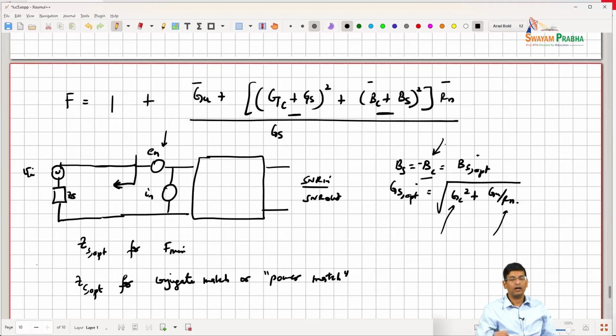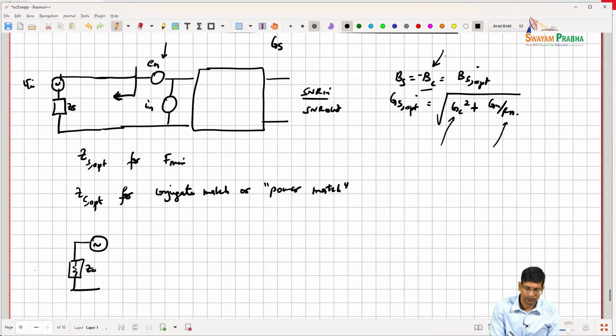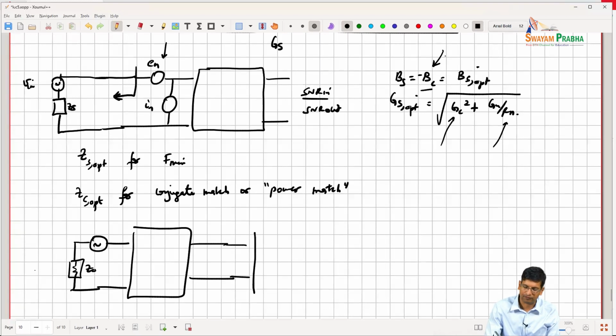Right? So my input. Since it wants to see a certain optimum impedance, it might be my source has an impedance Z0, right? And then I have to build a matching network, and that drives my amplifier, my LNA, right?